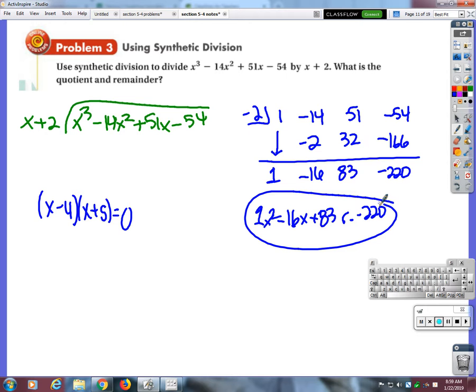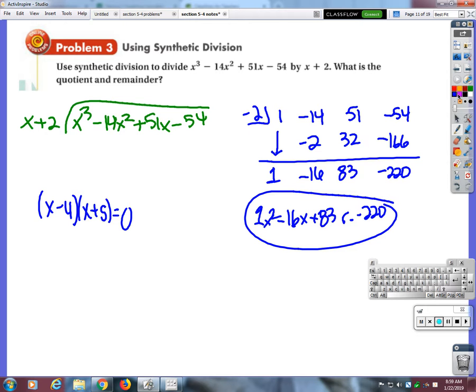Also, I thought you were asking how I could tell if that was a factor. That would be if this remainder is 0. The times you can't use this method are if you're dividing by something that's a higher power than just x, like x squared or x to the third. Then you can't use it. So, okay? Easy peasy, right?